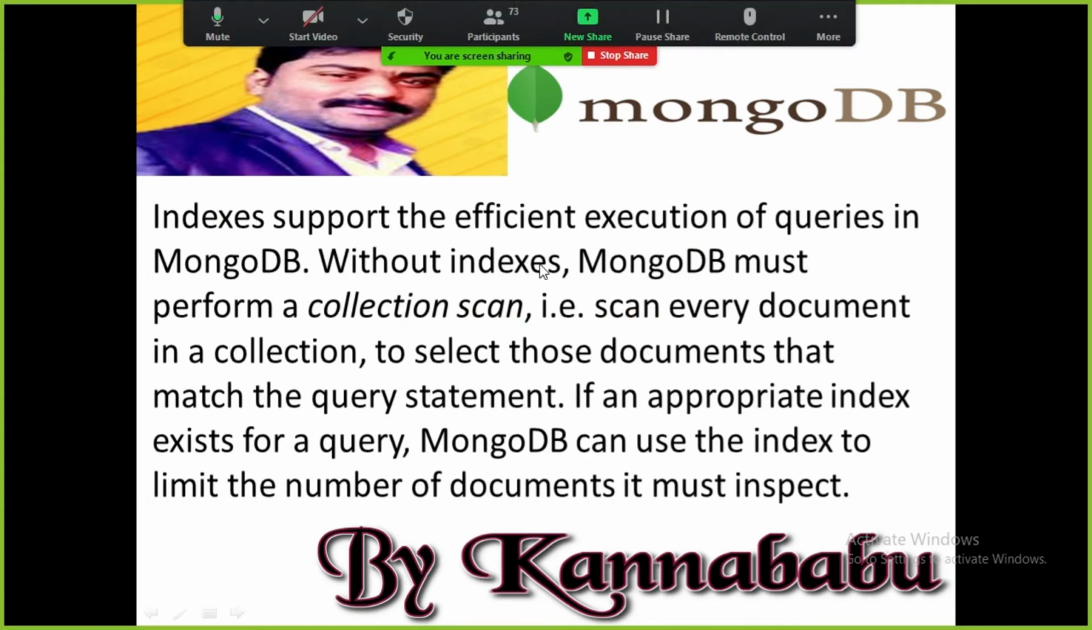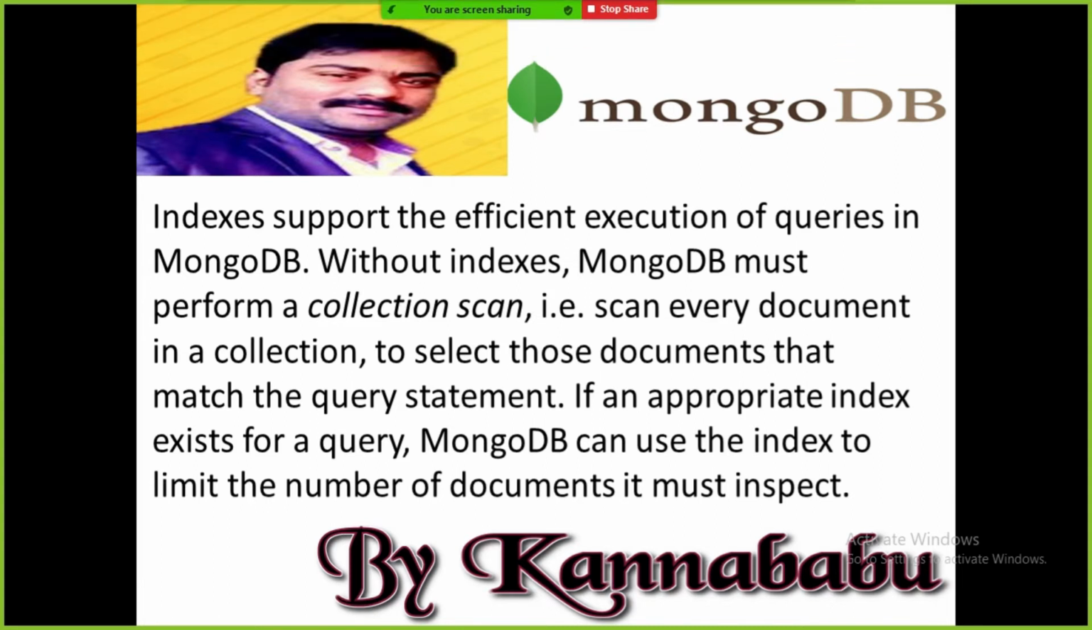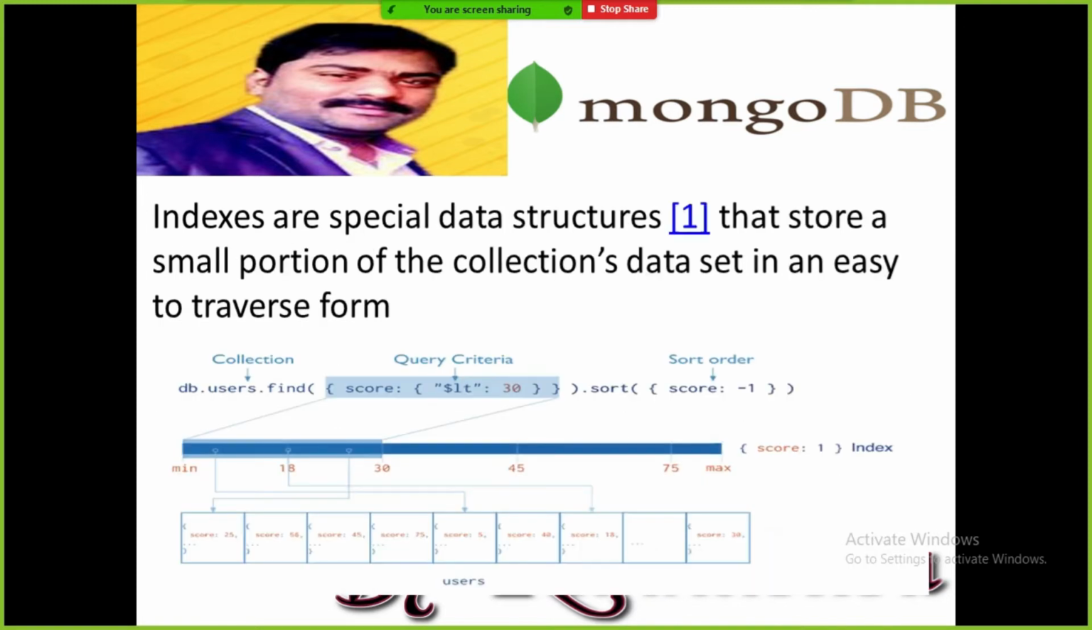So let us see here, indexes support the efficient execution of queries in MongoDB. Without indexes, MongoDB must perform a collection scan, scanning every document to search for a specific record. Is it clear? The query execution will take more time, so the response time will increase. Any application's response time must be reduced. If an appropriate index exists for a query, MongoDB can use the index to limit the number of documents it must inspect. Means, instead of scanning the total collection, we try to reduce the search process as much as possible. That is possible only by using indexes.